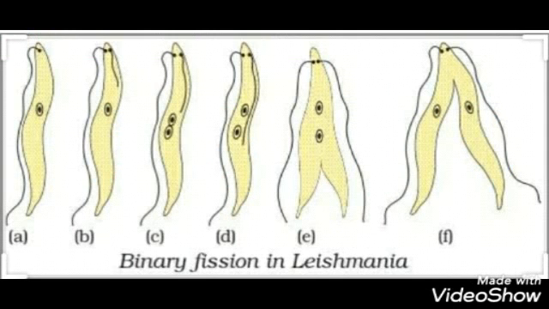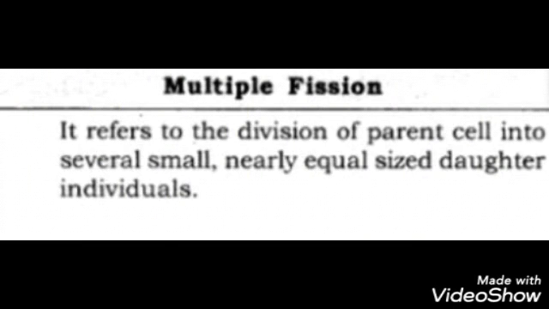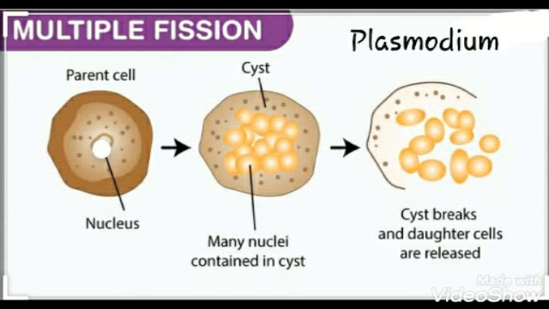One more example can be of Leishmania, which is known for causing a disease called Kala Azar. Moving further, the next type of fission is multiple fission, in which many individuals are formed from a single parent. For example, Plasmodium, which is known for causing malaria.